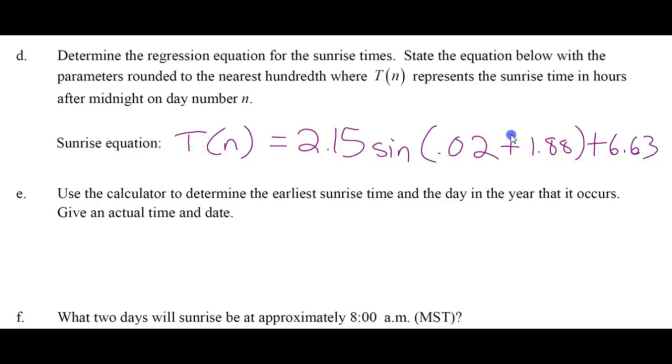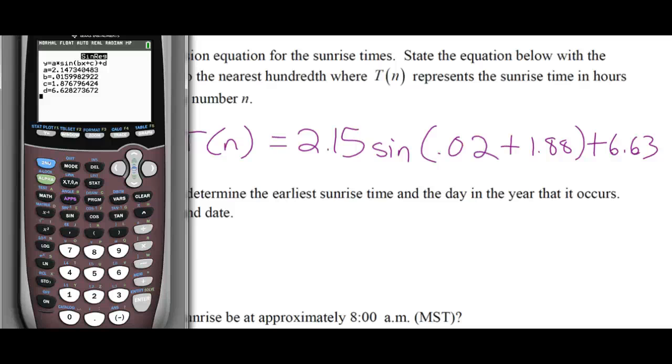Use the calculator to determine the earliest sunrise time and the day it occurs. Okay, so we've got that. Let's go to the graph. We've got a graph. We want the earliest, so what are we looking for on the graph? We're looking for the minimum. Okay, so we go to the calculator. We go second calc. We want minimum, which is 3.